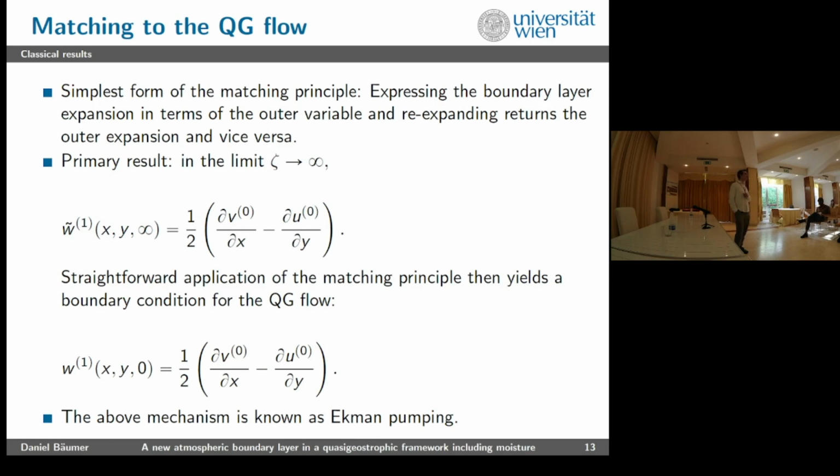In a general form, this can be very complicated and a real mathematical task, but the simplest form of the matching principle is we just express the boundary layer expansion in terms of the outer variable, which would be z in this case, then we re-expand and we will obtain the outer expansion again. Or we can do it the other way around. We take the outer expansion, which is the QG flow, we substitute z by the rescaled variable, we re-expand, and the limit will then obtain the flow in the Ekman layer.